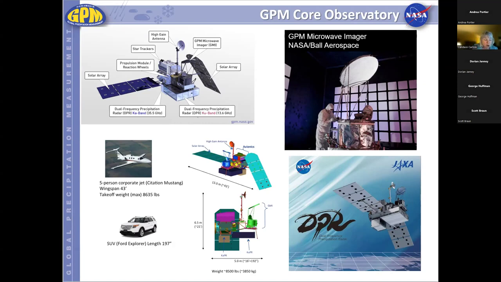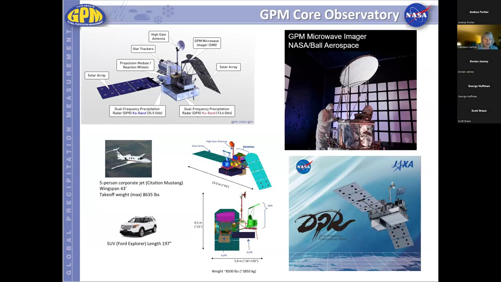It was the largest spacecraft built at Goddard. And I have some size comparisons there. Tip to tip, that wingspan is about the same as a corporate jet, about 43 feet. And then the front to back is a similar length to a Ford Explorer. It is about 21 feet tall, that's 6.5 meters for metric fans. And it's about 3,850 kilograms or 8,500 pounds.